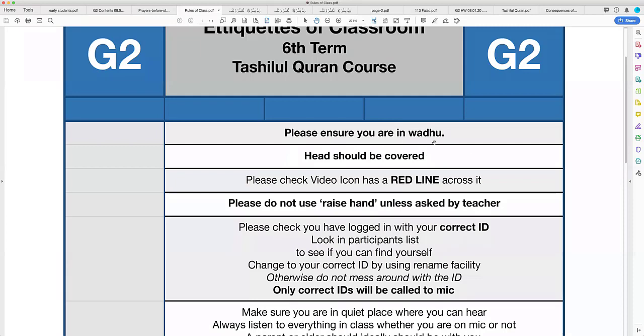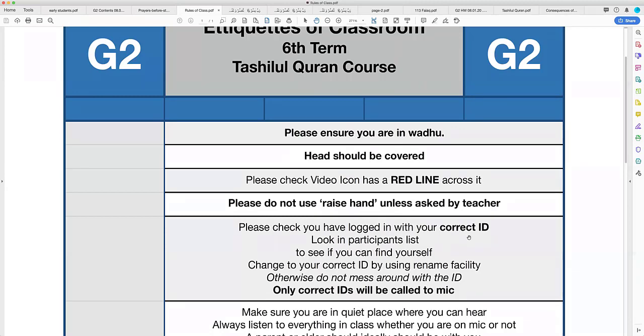As our head teacher went to some effort of explaining on Monday, make sure that you're in wuzu, that your heads are covered. Please, please, please do not put your video on. Make sure that there's a red line across it in the participants list. And please, please, please do not raise your hand unless you're asked by the teacher. It affects lots of things in terms of how we allocate the mic and what happens on our screens. When we take the register also, if you've raised your hand, you won't necessarily appear on our register because it's taken electronically. So don't raise your hand unless it's a real emergency.